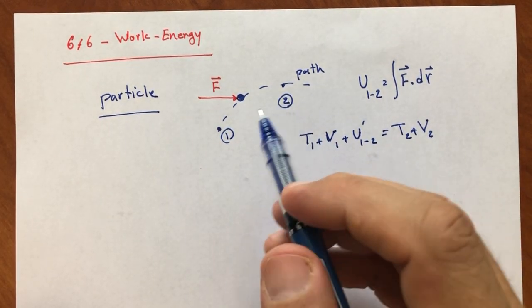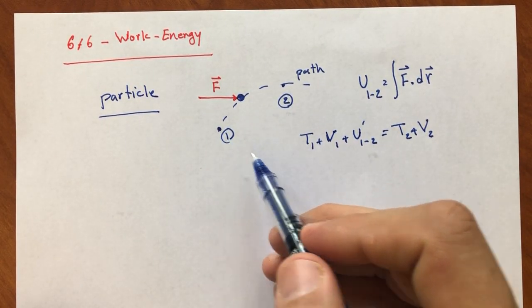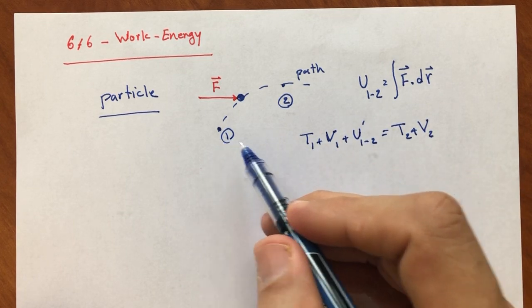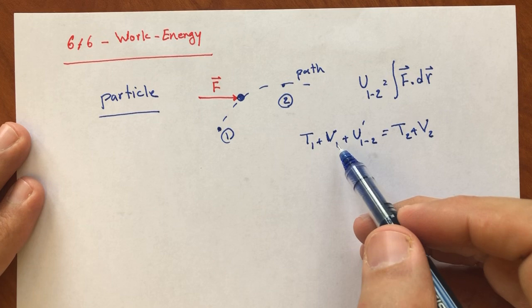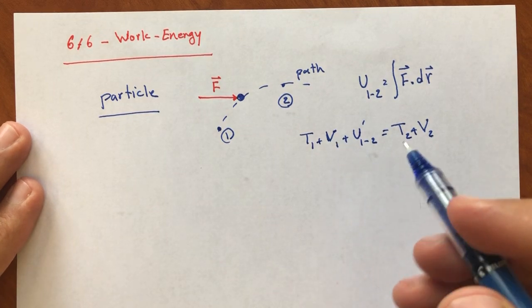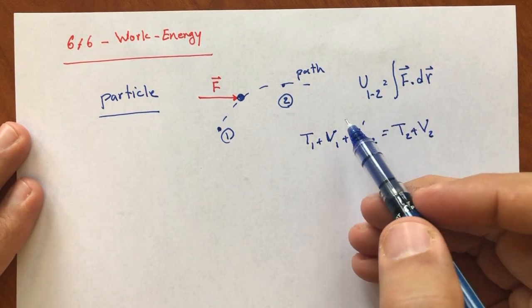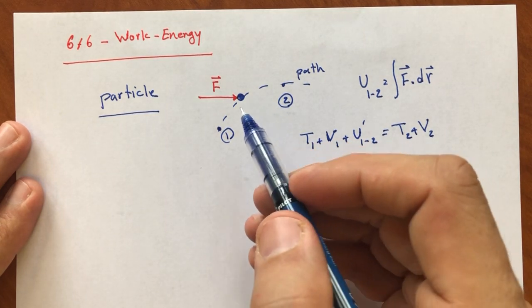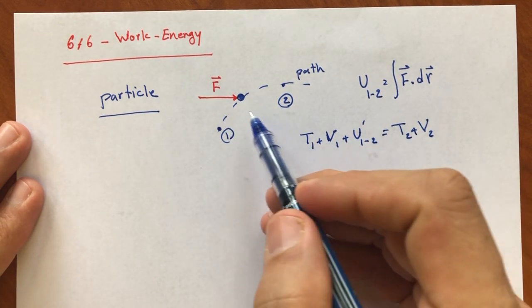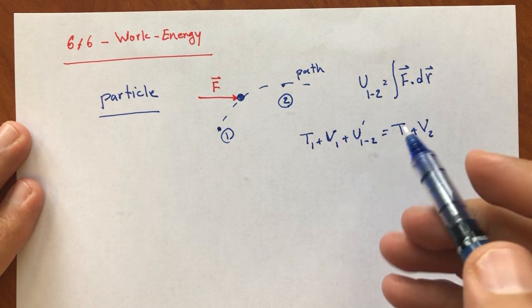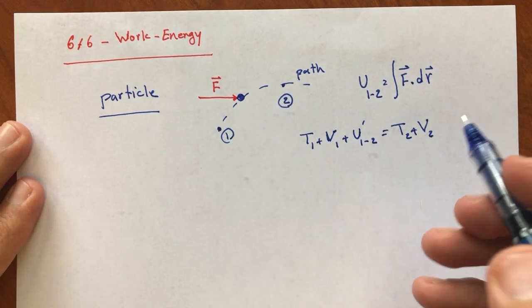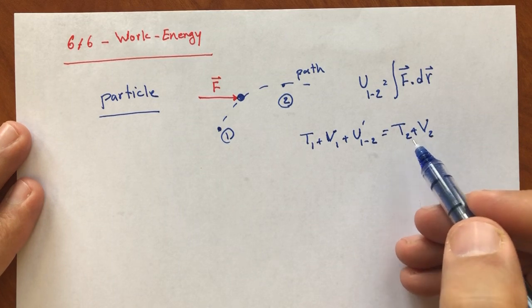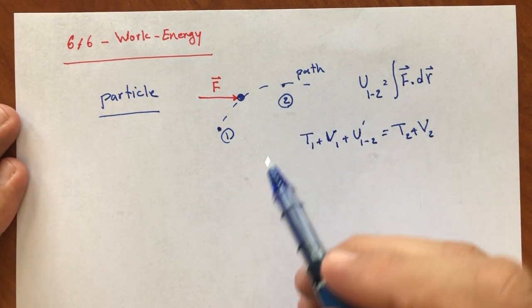T1 is the kinetic energy of the particle at point 1. V1 is the potential energy of it. It can be gravitational potential energy or spring potential energy. U prime is the work of nonconservative forces, like friction force or external force, anything like that, between 1 and 2. And T2, V2 are the kinetic and potential energy at point 2.